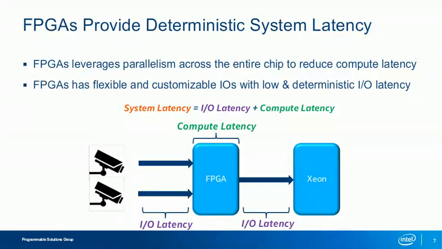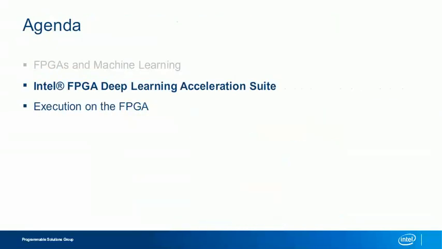FPGAs can also take advantage of parallelism on-chip efficiently to provide deterministic low system latency. Because of FPGA's flexible I/Os and great on-chip memory bandwidth, the total system latency, which equals I/O latency plus the compute latency, can be kept to a minimum. When you combine both the compute latency and the I/O latency, FPGAs often have much lower system latency compared to other solutions.